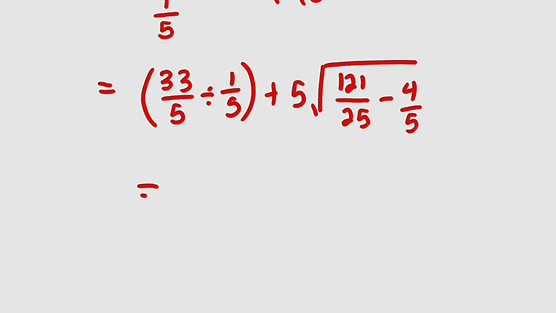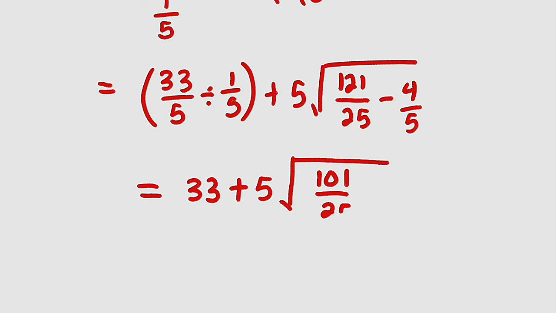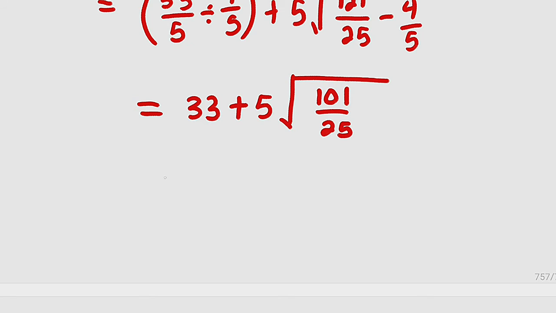We are moving. So this is 33 plus 5 multiplied by the square root of, if you simplify this, you're going to obtain 101 divided by 25, because you can make this one as 20 divided by 25. Therefore 121 minus 20 is 101 divided by the common denominator.